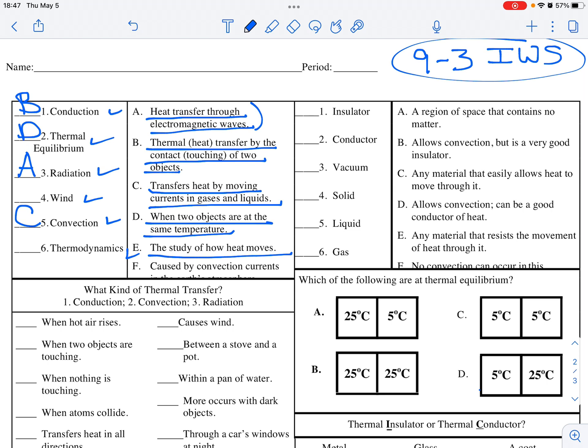2 left. Next, the study of how heat moves. This should be pretty easy for you. That is thermodynamics. And last but not least, we couldn't read this all, but just saying caused by convection currents, of course, that will be wind.